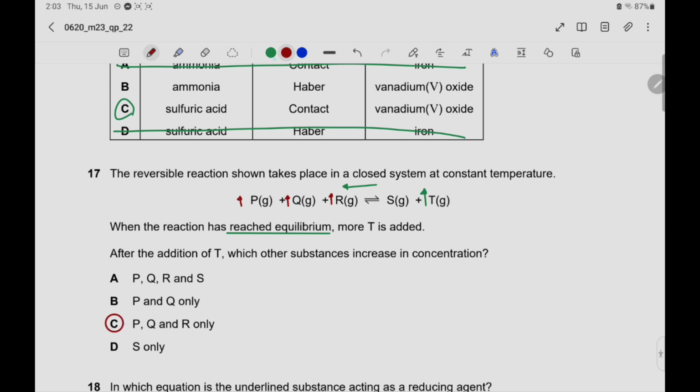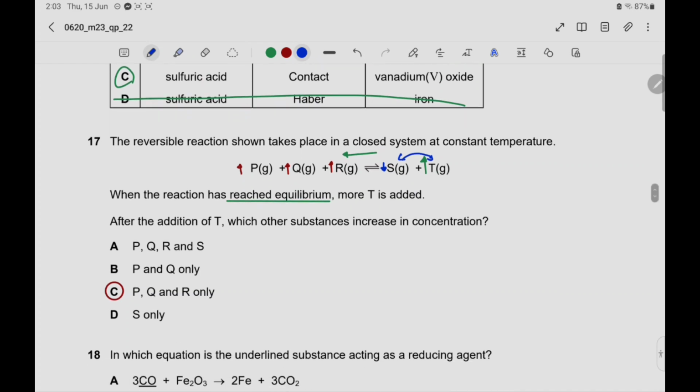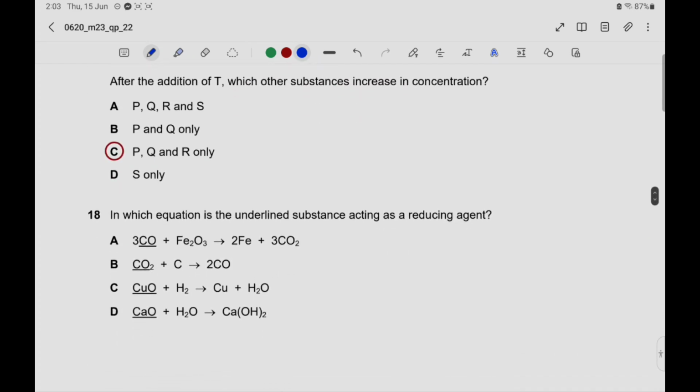Student asks, teacher, why S cannot increase? Because S will react with our T, so your S will reduce. S will never increase. Okay, so for question 18, let's see together.